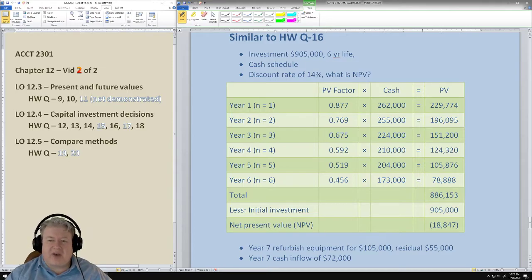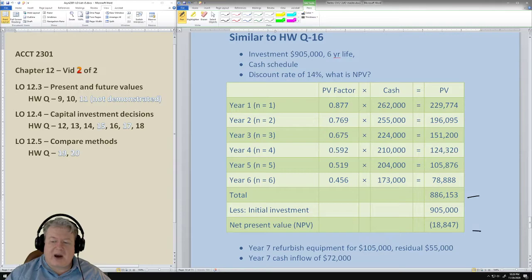You can't do present value of annuity because each of these numbers are different. And you can't add them up and divide by 6 to come up with an average number, because that doesn't work either. So you do exactly what we did. So the last time we had 3 numbers that we had to individually calculate. This time we've got 6 numbers. We come up with a total of this amount less the initial investment.